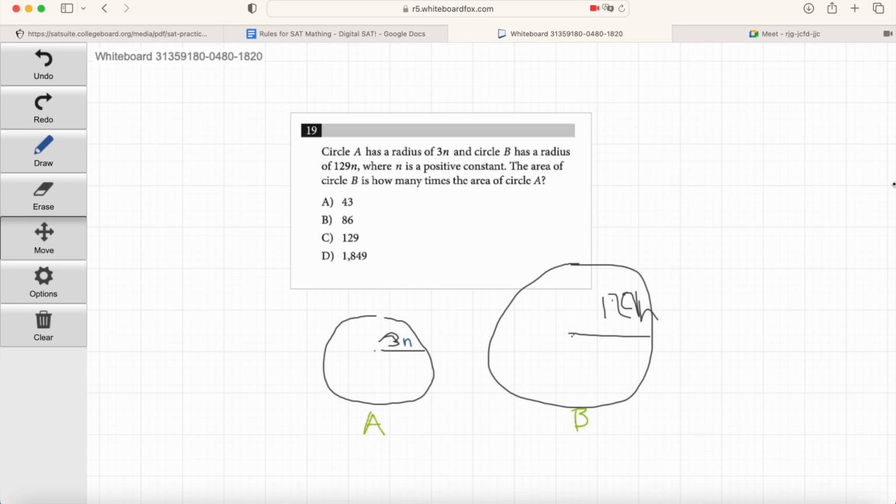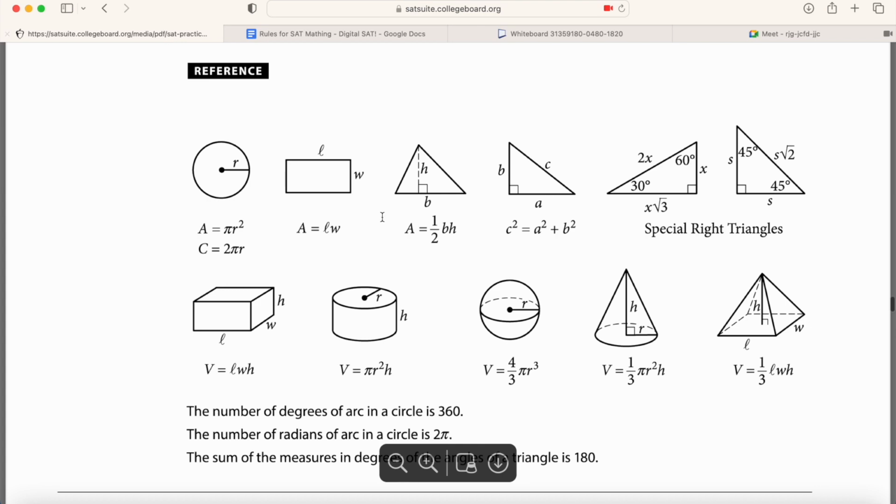Pi multiplied by r squared. Yeah, so the area, I'm going to make a note of that here on the whiteboard as well, equals pi r squared. But they give it to us in case you don't know this or you don't remember it for the test. Let's go to the beginning of Module 1 here real quick.